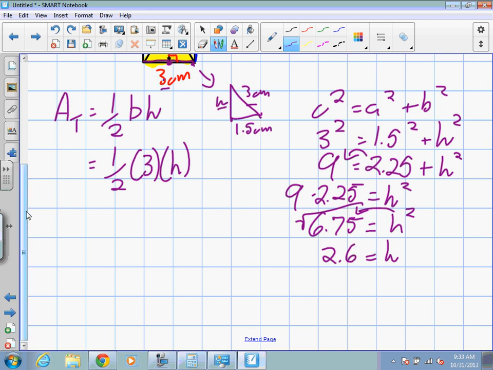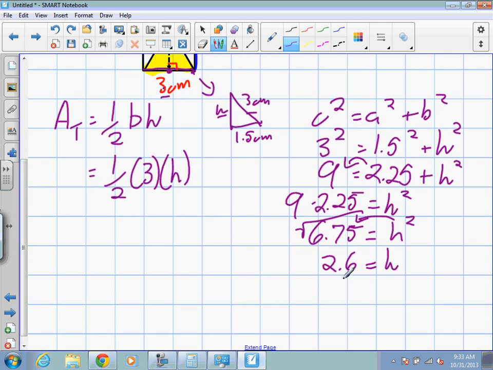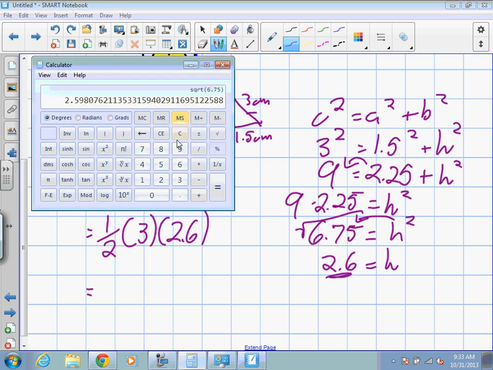So I'm going to replace the height in the area formula. So we have 1/2 times 3 times 2.6. And this is the area of the base, or the area of our triangle. So we take our 2.6 times 3 divided by 2. We divide by 2 because we multiply by 1/2. It's the same thing. And the area is 3.9 centimeters squared.